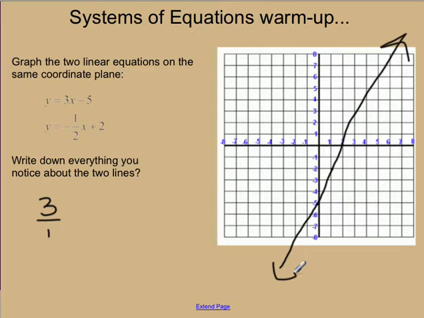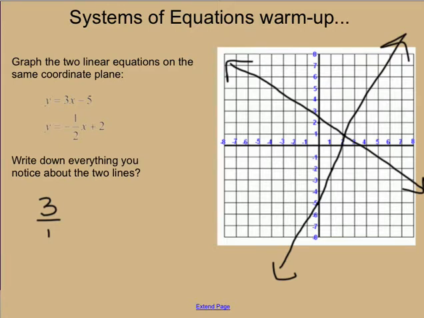So let's take a look at this next one. y is equal to negative 1/2 x plus 2. Well, that means that we're crossing the y-axis at 2. And then I'm going down 1 and right 2, since that's my slope. So I'm going down 1, right 2, and plotting that point. So what do we notice about these lines? Well, I notice that they only cross once, and they cross at a point. Okay? So those are some things that I notice about these lines.